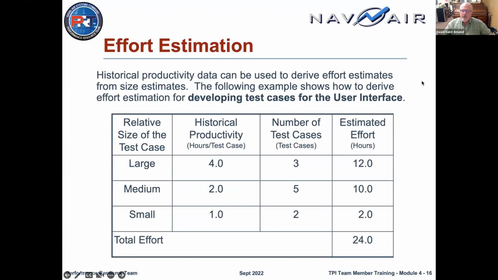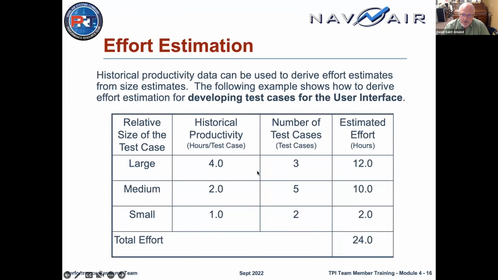So we're now back to our estimate, our example here, and we have some historical productivity data from our example for the person who is doing the development of the test cases. And we can see that for the case of the user interface, on average, it takes him 4 hours to do a large, 2 hours to do a medium, and 1 hour to do a small. So if he has 3 large, he's got a total of 12 task hours developing those large test cases. And it's all very simple math.